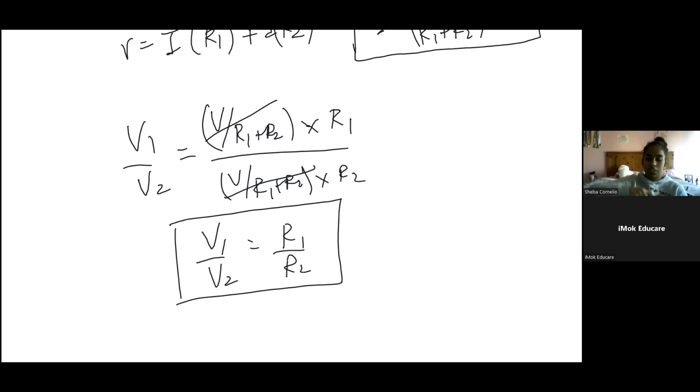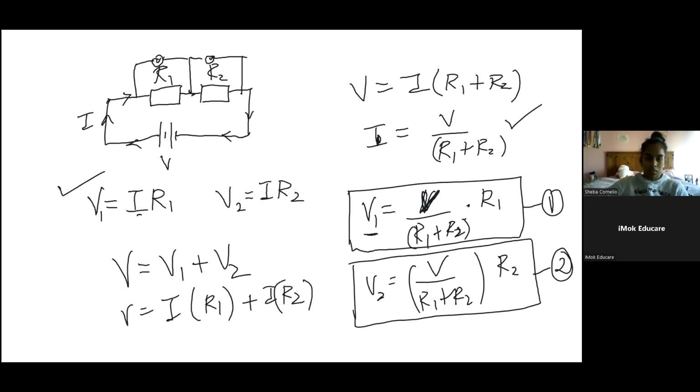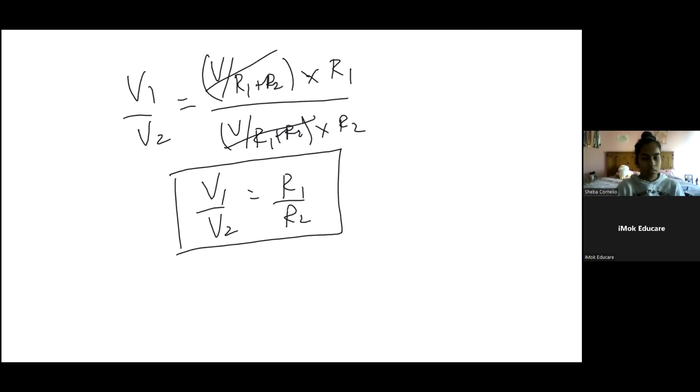This is the ratio, right? The voltages will be divided in the ratio of their resistance. So if you already have one of the voltages and both the resistances, and they're asking you what is the voltage across the next one, simply apply this formula.